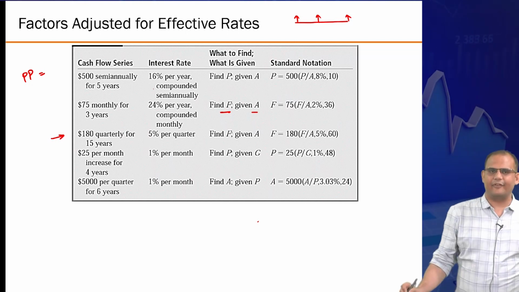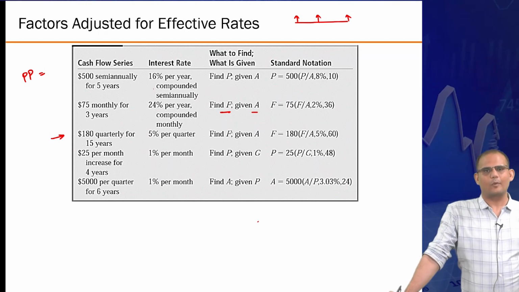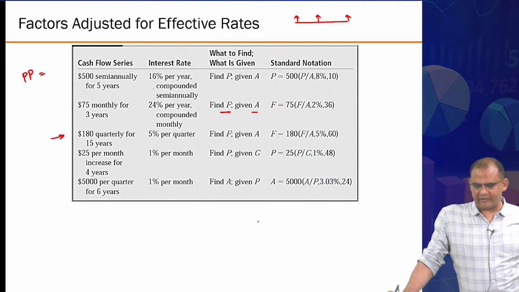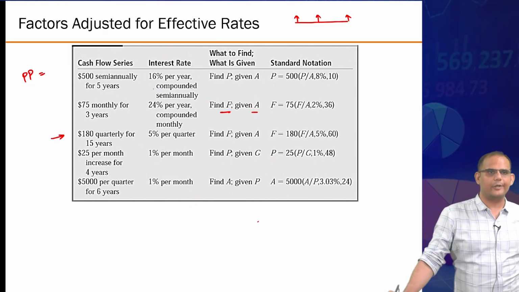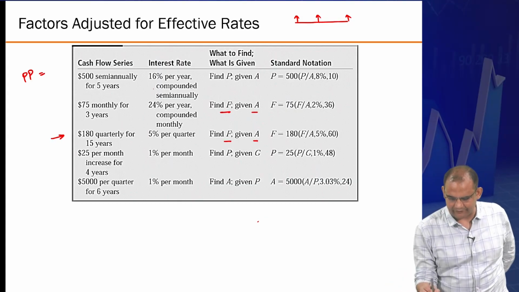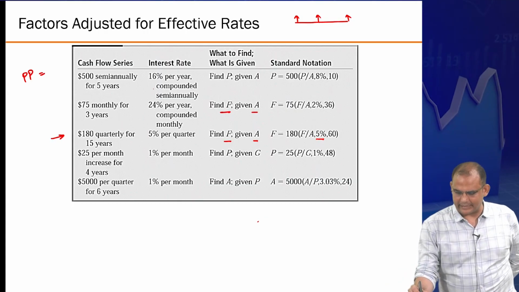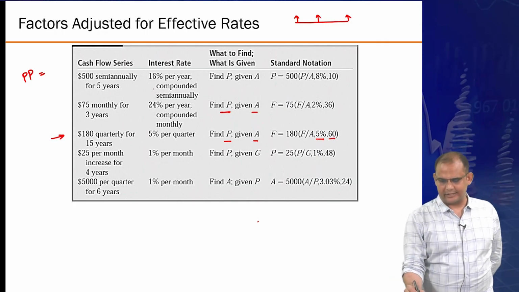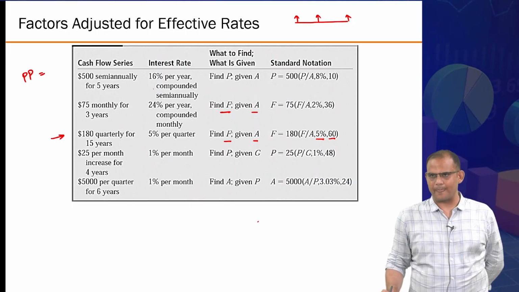$180 quarterly for 15 years. What is your payment period? And your rate is given as 5% per quarter. Do you need to change? Good. Find F given A. The formula is pretty clear. How many quarters in 15 years? 60. Your formula becomes this.